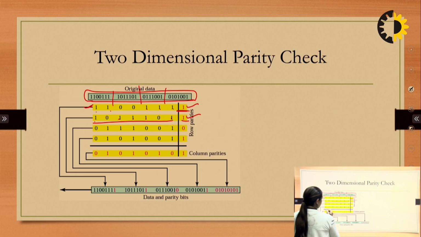This one is 6, making it even. 1, 2, 3 and 4. This is already even, so no need to put 1 here. 1, 2, 3. These are 3 ones, so we will put 1 to make it even.